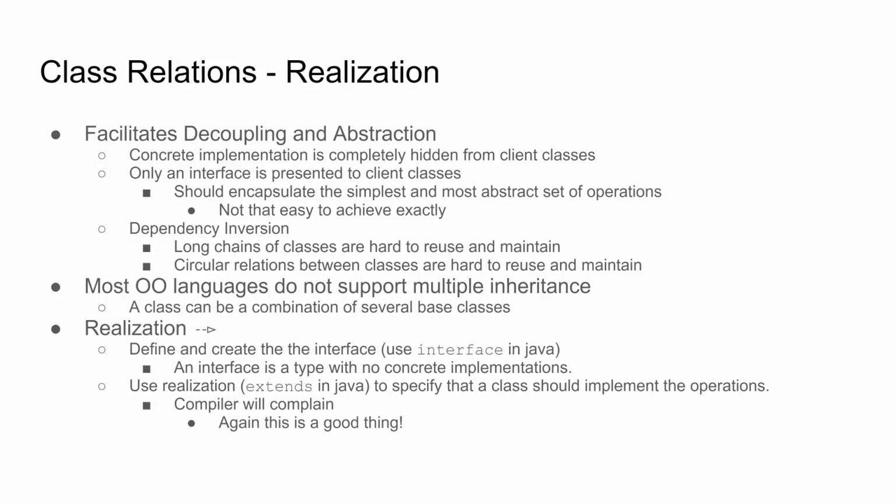Also, another thing is that most object-oriented languages do not support multiple inheritance. So we cannot inherit from several base classes because this is complicated from a technical point of view to solve, and behavior can be somewhat strange. So in some cases we want to be able to have the idea of multiple inheritance, and then we can use the realization instead.